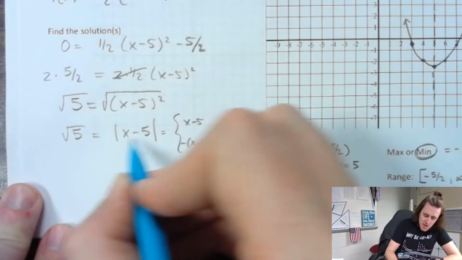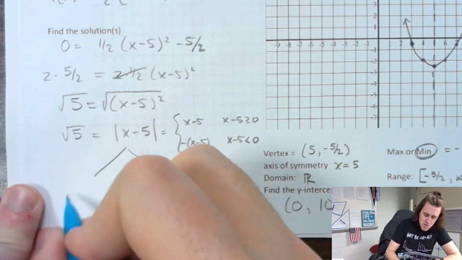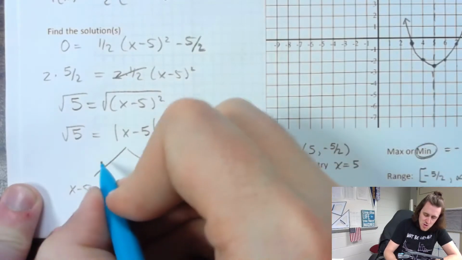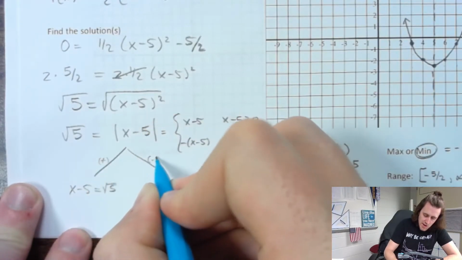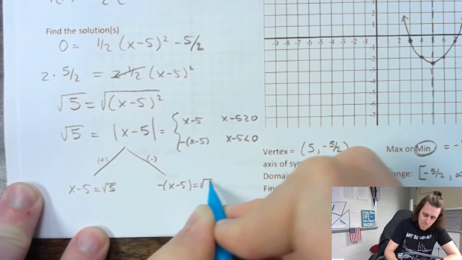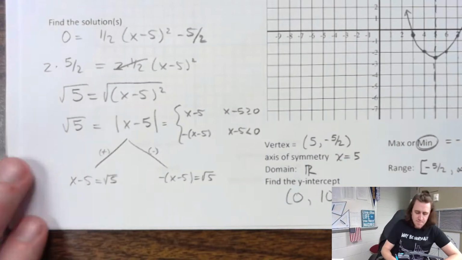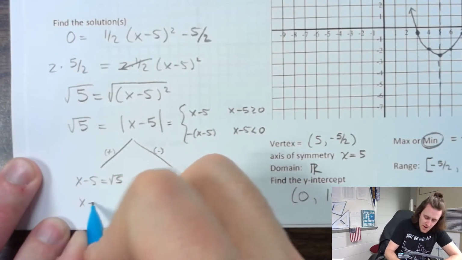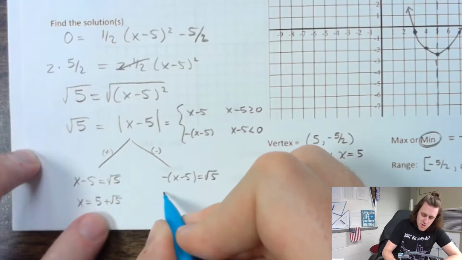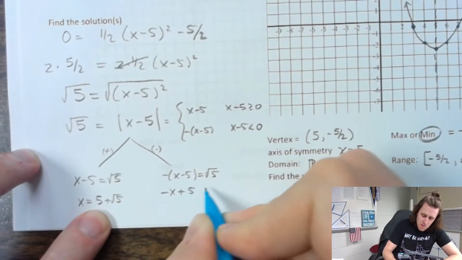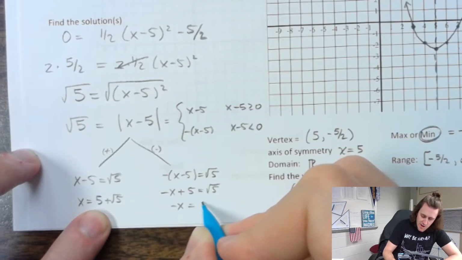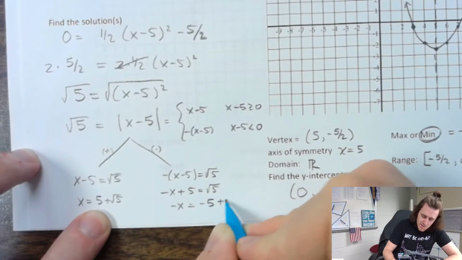And that tells us that we can separate this into 2 different equations. Either x minus 5 equals the square root of 5, so we have a positive version, and then we have our negative version, where we have negative (x minus 5). So if you add 5 to the other side, or distribute the negative, I guess I could have divided by a -2. It doesn't really matter.